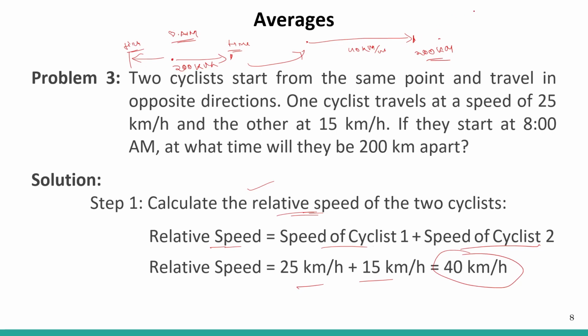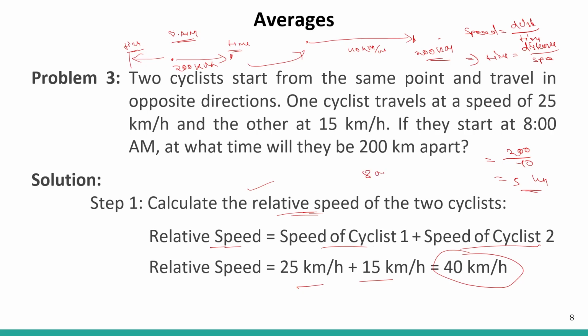So this problem will be solved by this formula. Speed is equal to what? Distance by time. So this implies that time is equal to distance by speed. So it will be equal to what? Distance will be 200 by 40. So this is equal to 5. So 5 hours it will take.